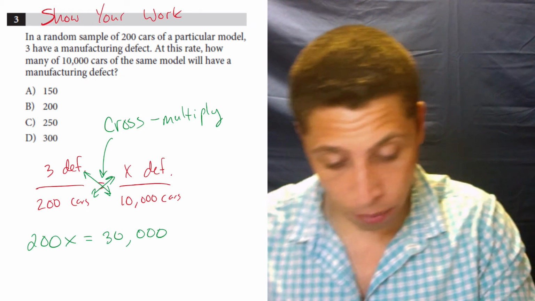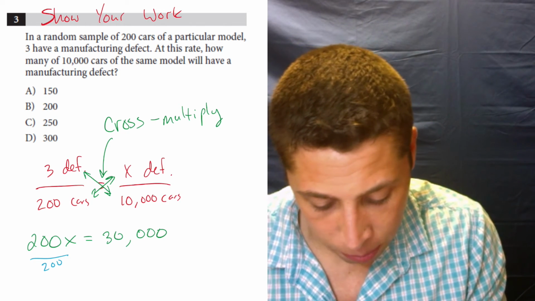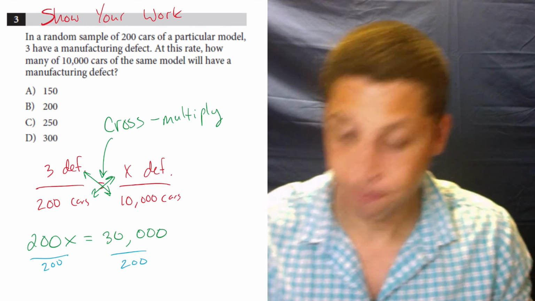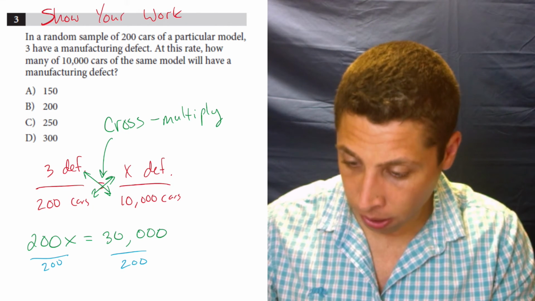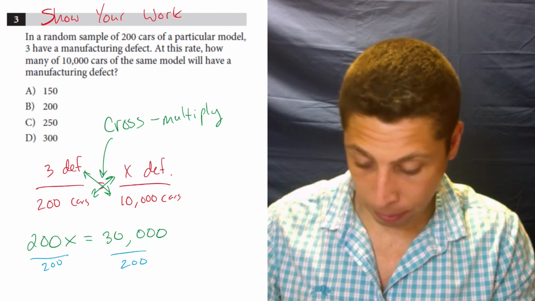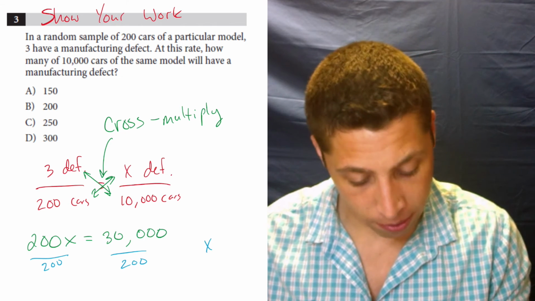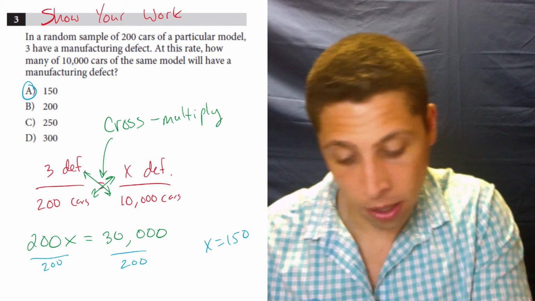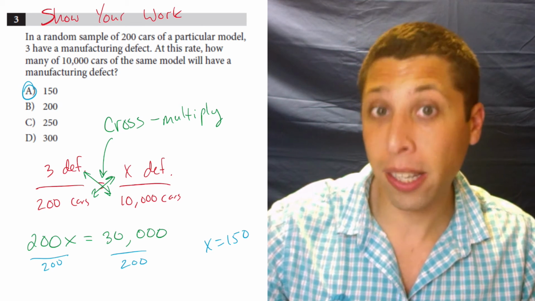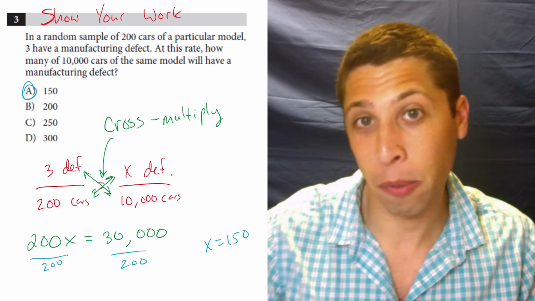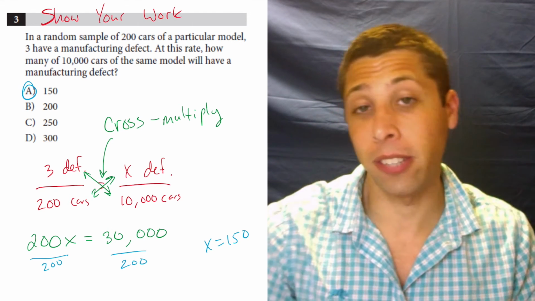And then how do we finish it off? We divide to get x by itself, so we divide by 200. And look, we've got the calculator. Might as well use it. 30,000 divided by 200 is 150, which is an answer, and it is the answer. So yeah, no surprises, but this is number 3. Number 13 or something later in the section, we might have a surprise.